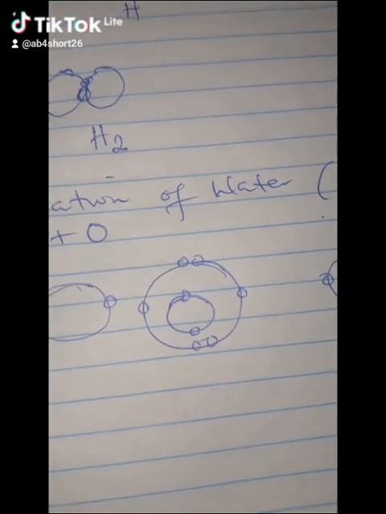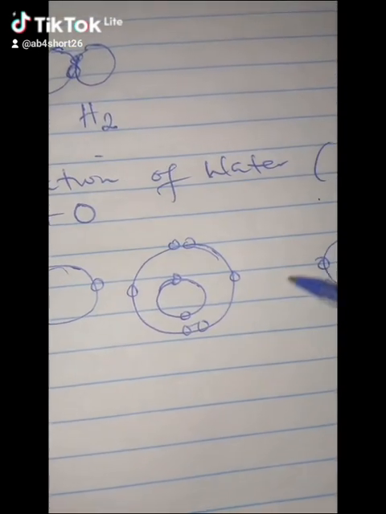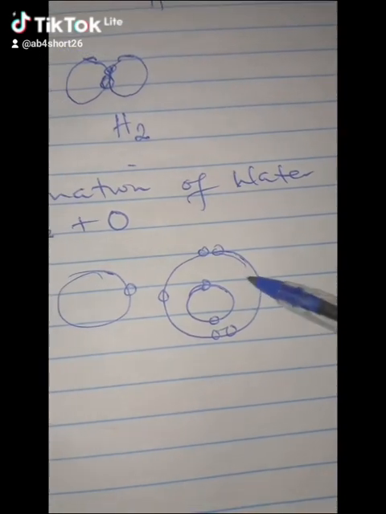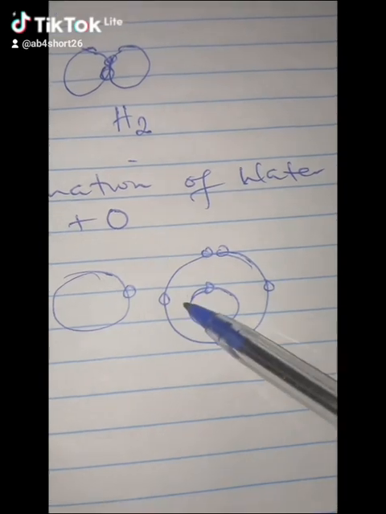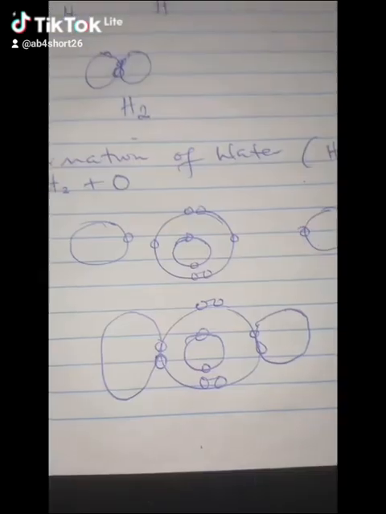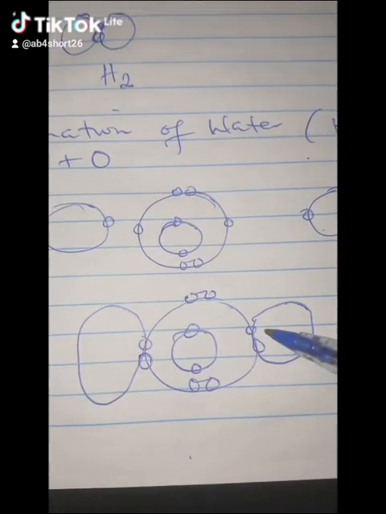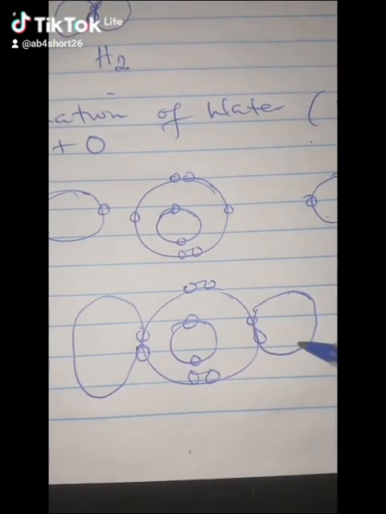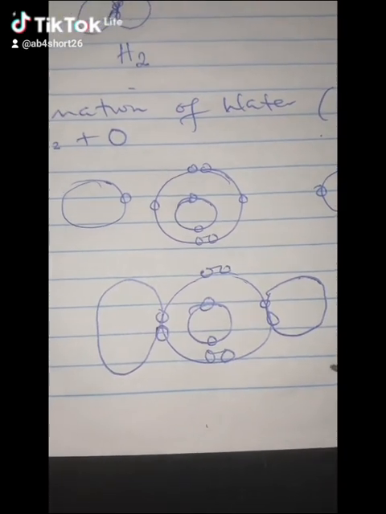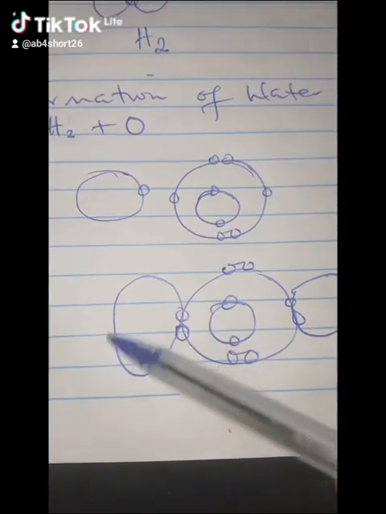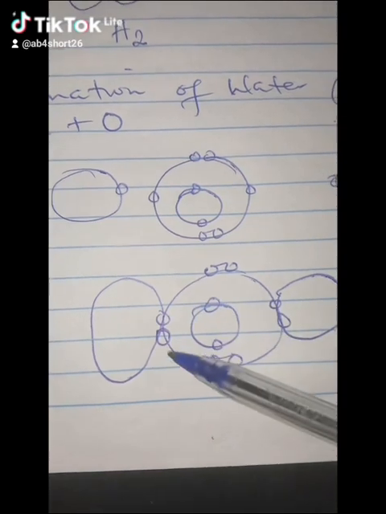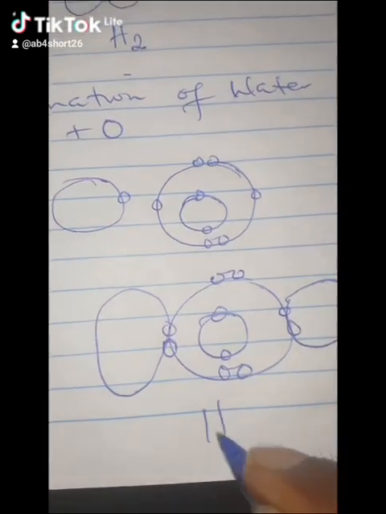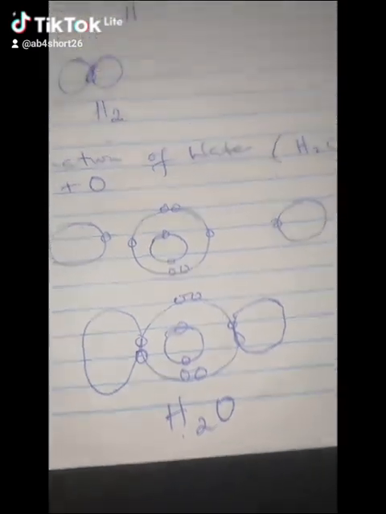So what they tend to do is end up sharing the electrons. This electron will come and bond here and then share with that of the oxygen. Then this one will also bond here to share with that of the oxygen. So this is what happens. They end up sharing the electrons. So there will be 2 electrons here in the hydrogen shell, and 2 electrons here in the shell of the other hydrogen, and then there will be 8 electrons in the outermost shell of the oxygen. So this is how water is formed.